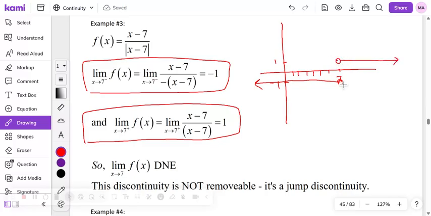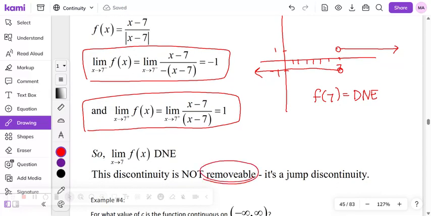Notice those are both open circles. So I'm going to say a couple things. First of all, f of 7 does not exist, so it's going to be discontinuous. And the limit from the left and the limit from the right are not equal. We have a jump discontinuity here, so this is not removable. Okay, it is not removable. It's a jump discontinuity.